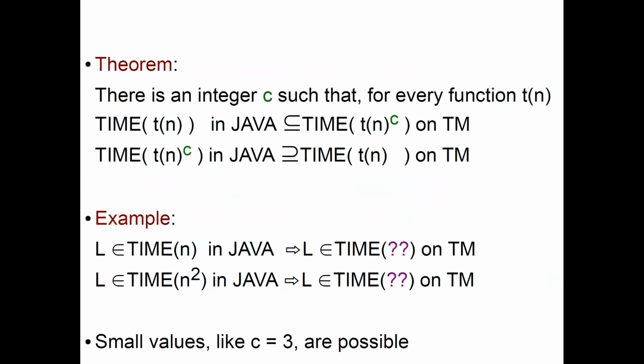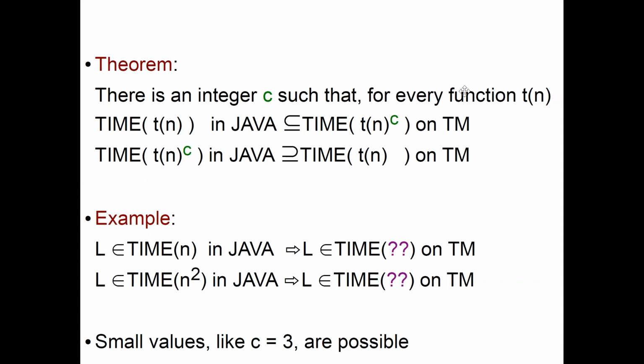There's a theorem that if you have a computation which runs in time t of n in Java, you can do that in time t of n to some power c on a Turing machine. And vice versa, any computation on a Turing machine that runs in time t of n can be done in time t of n to some power c in Java.